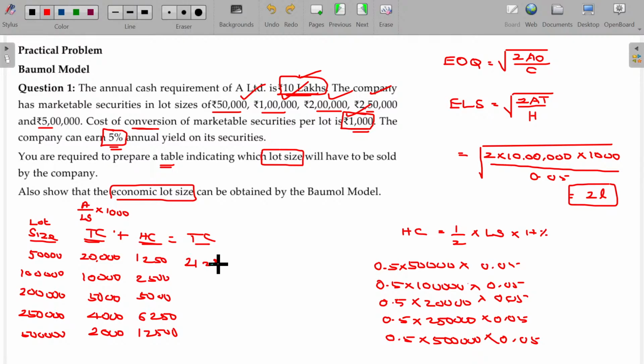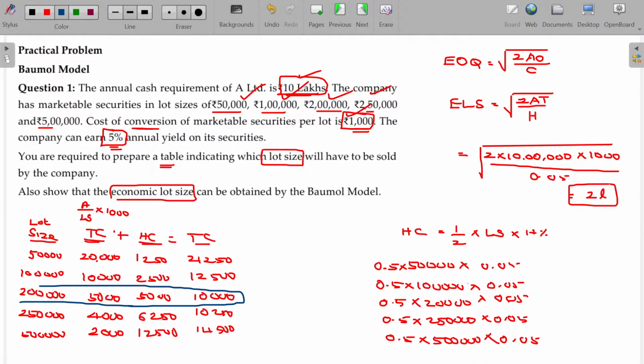21,250, 12,500, 10,000, 10,250, 14,500. So from this it is very clear, the cheapest is only this one. Okay, this is what the economic lot size is about, where at economic lot size transaction cost and holding cost should be the same, and total cost should be cheapest. Is that okay?